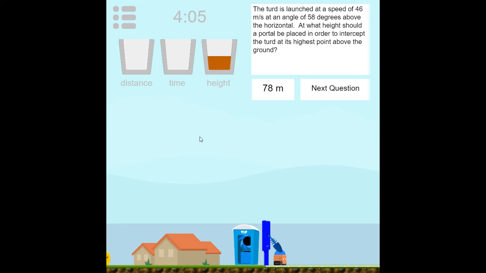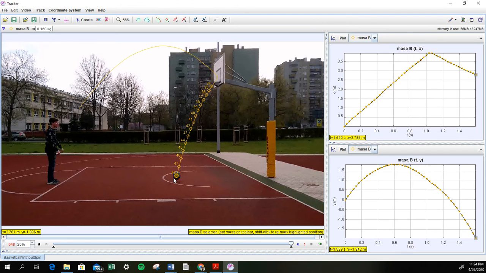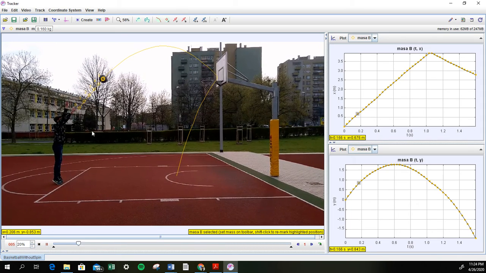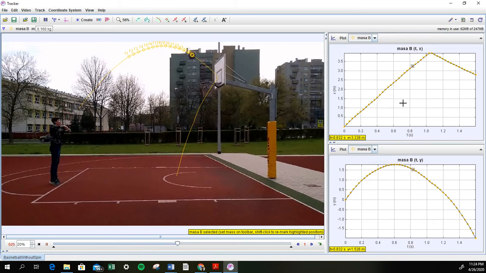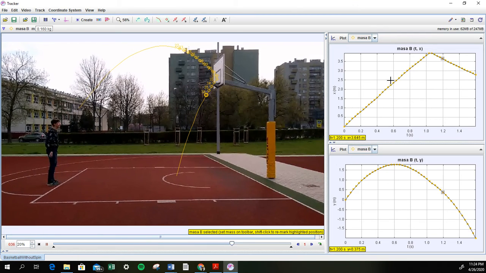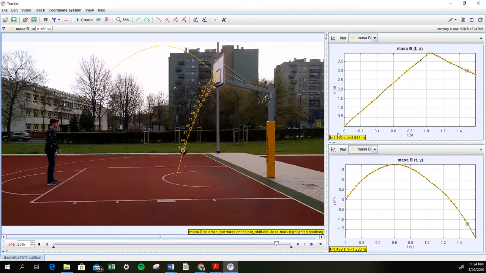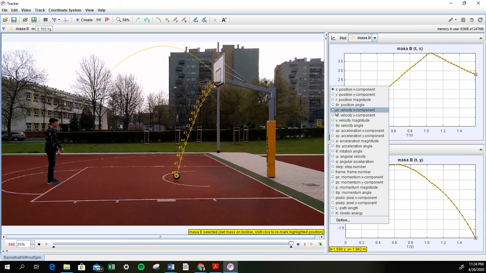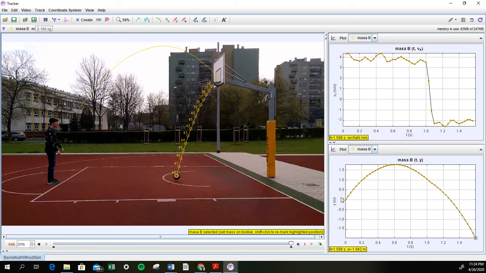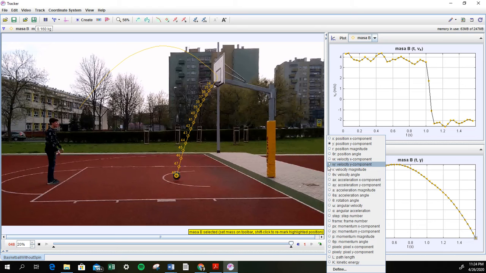Once they've mastered that, the last day of this, we're going to use some really advanced software called Tracker. It's a free download from tracker.com, and it analyzes motions. I'm going to play this video for you. This kid throwing his basketball, and it analyzes frame by frame what its position is. But you'll notice over here on the right, I've got it set to analyze what its position is horizontally and vertically.